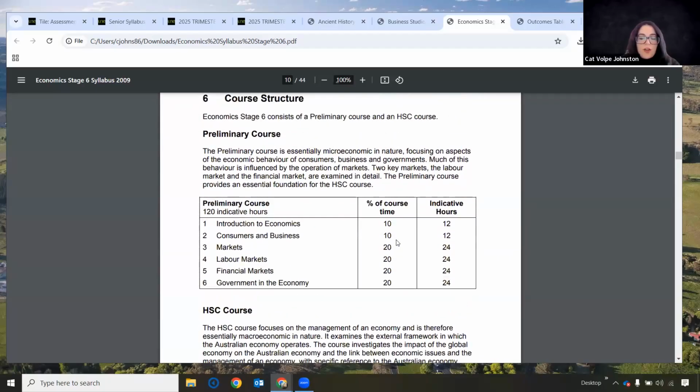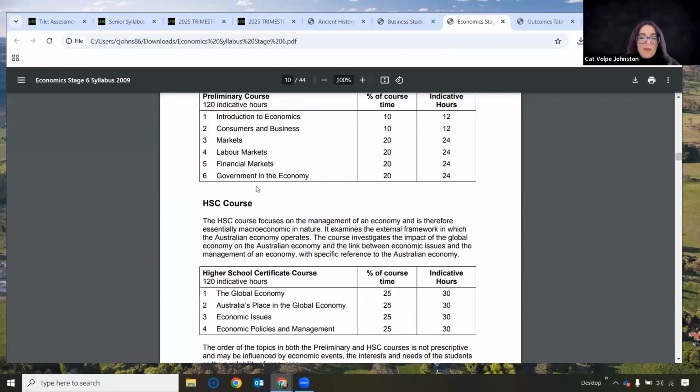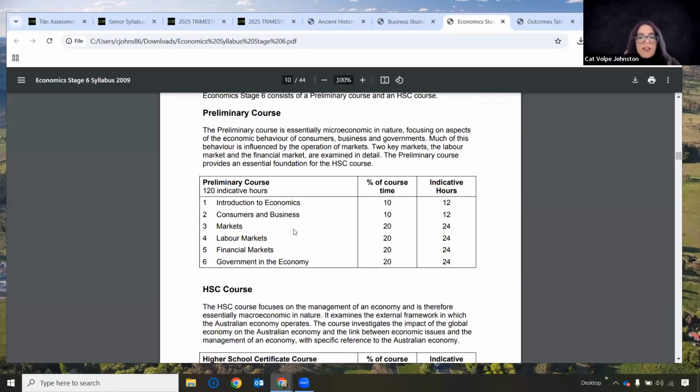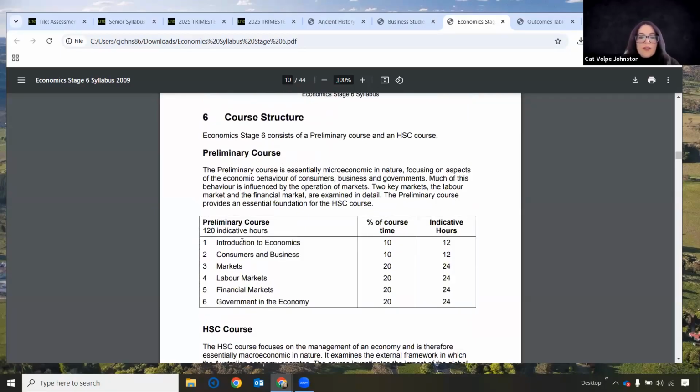What is it? All right, preliminary, that means year 11. HSC means year 12. So what units do students need to study in year 11 economics? Introduction to economics, consumers and business, markets, labor markets, financial markets, and government and the economy. And on the side here, it shows you how many hours. So interesting, introduction to economics, only 12 hours. It's pretty small in comparison to some of the others.